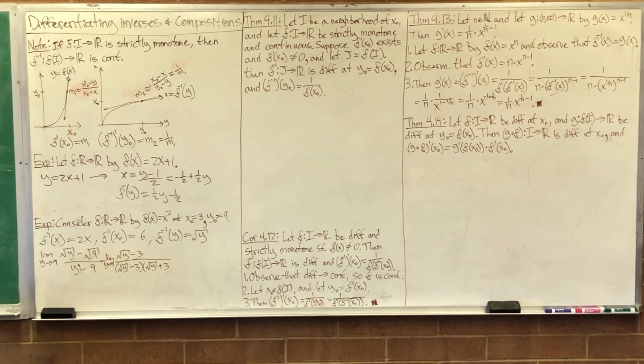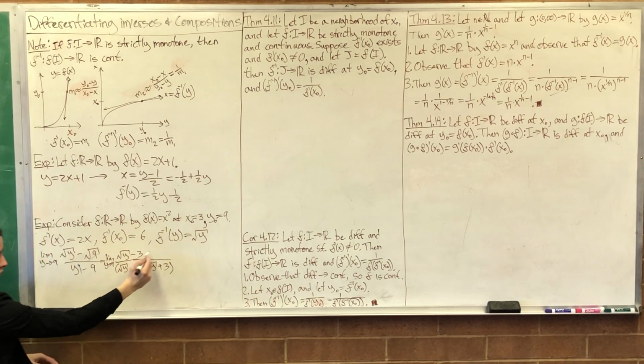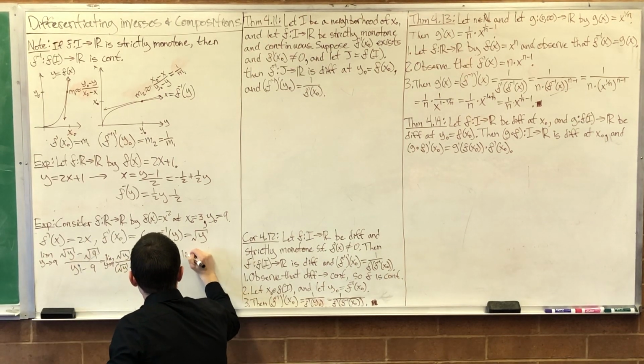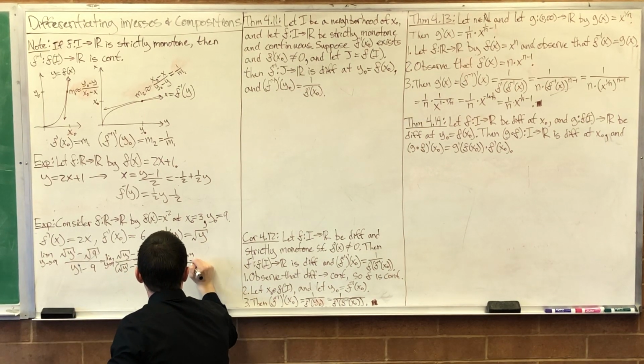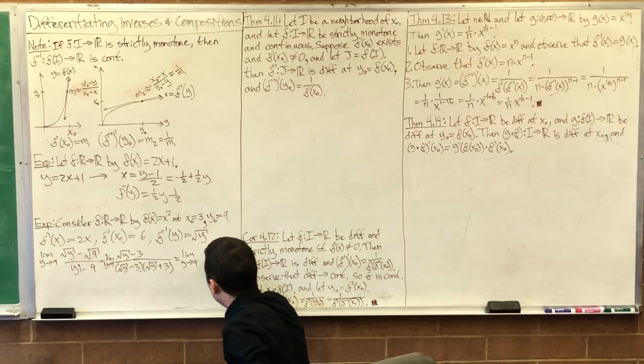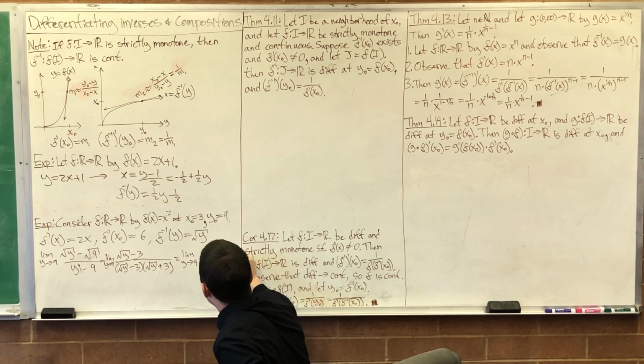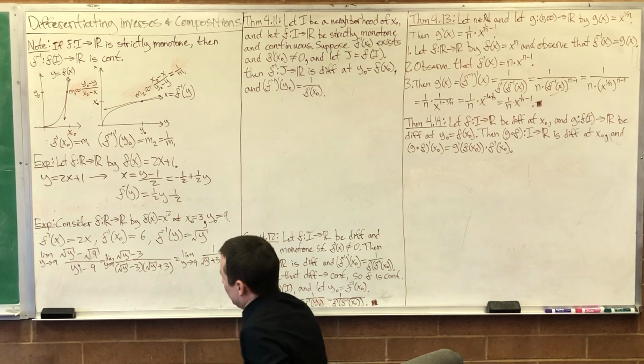Okay, so we've got this thing. Top and bottom cancel out, so I'm left with the limit as y approaches 9 of 1 over the square root of y plus 3, which is equal to 1/6. Ta-da, it worked.